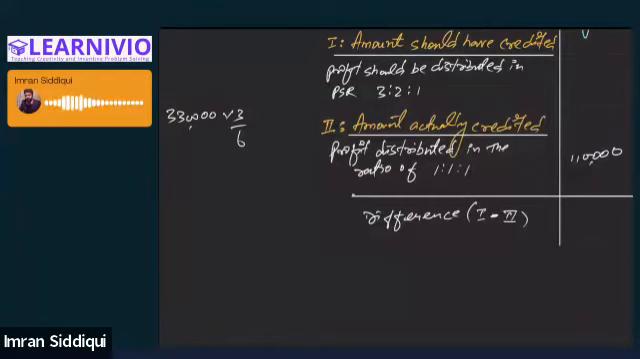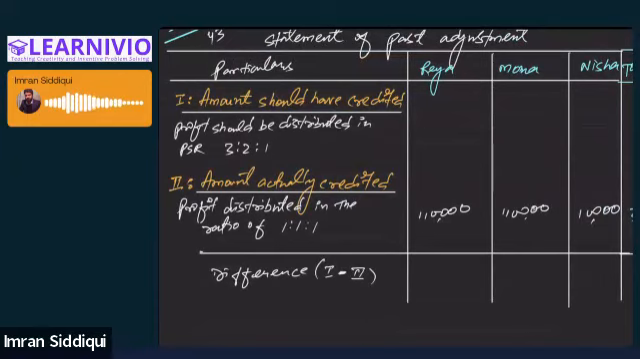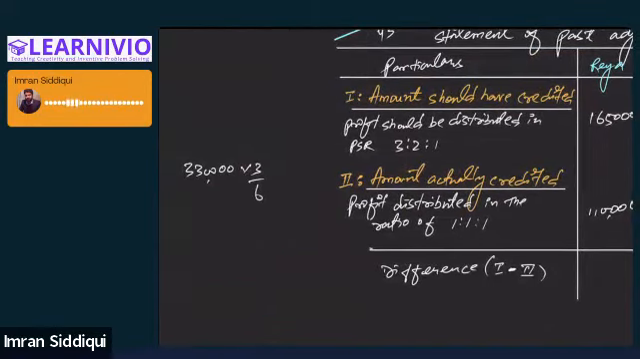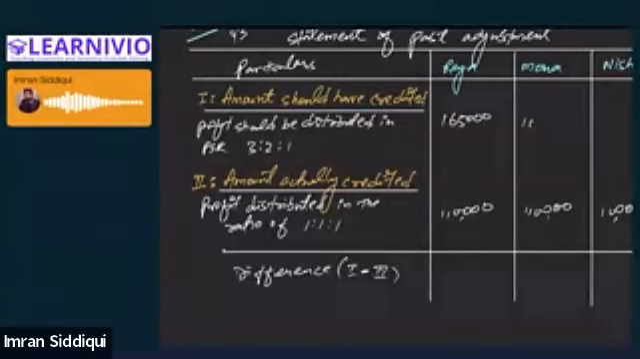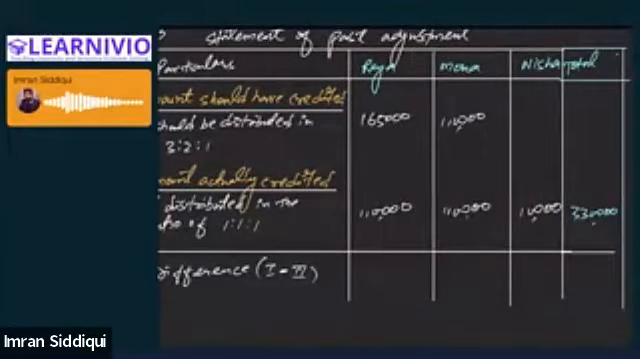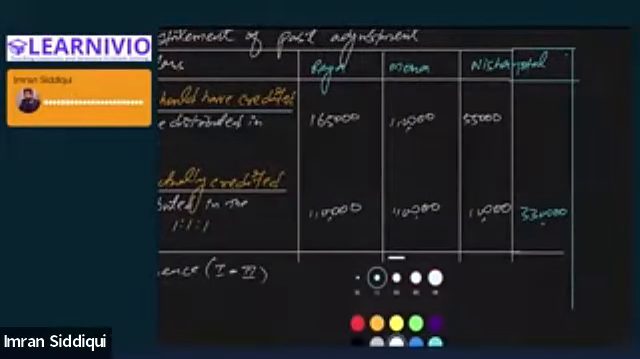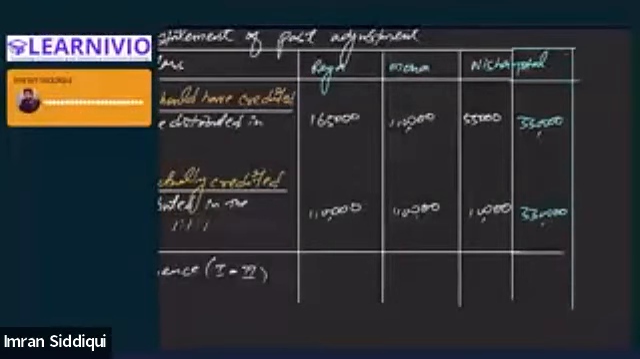Let me do the calculation. 3,30,000 into 3 by 6 will be 1,65,000 for Ria. 3,30,000 divided by 6 into 2 will be 1,10,000 for Mona, and 55,000 for Nisha. So this is how 3,30,000 should have been distributed. Ritika and Manisha, is that clear for both of you?